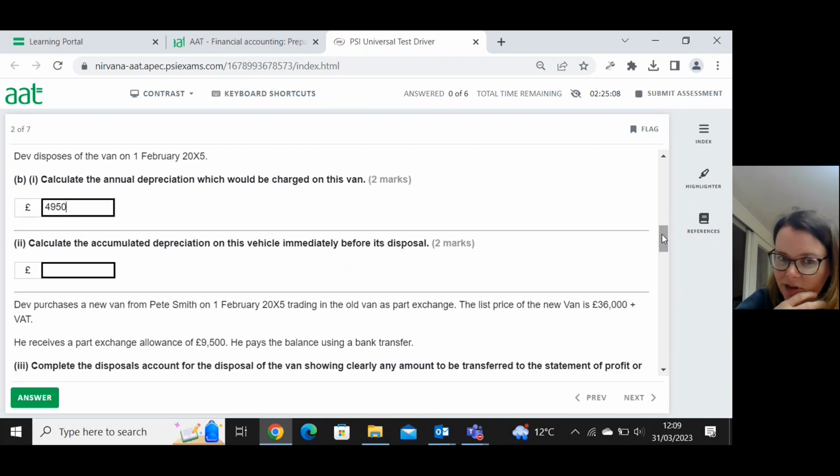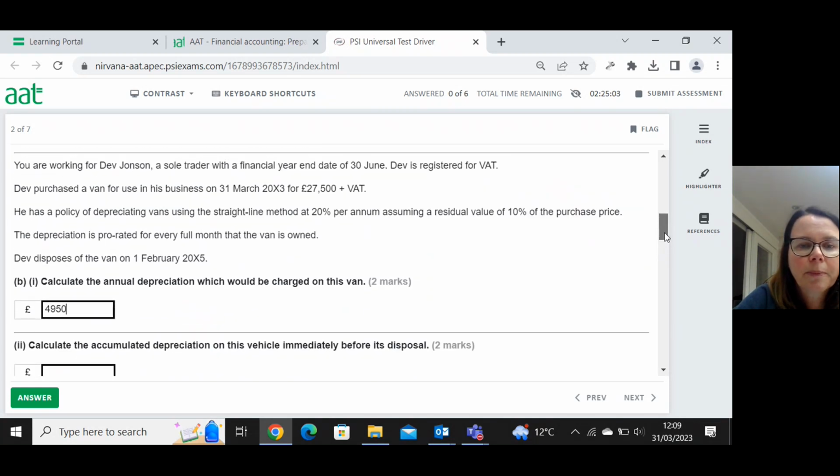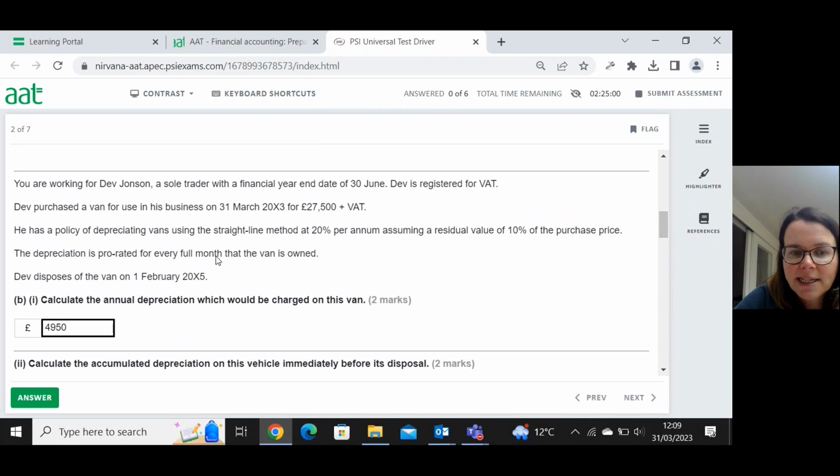Calculate the accumulated depreciation on this vehicle immediately before its disposal. Right, so I know I'm interested in the number of months that I've held the asset because I'm depreciating each month. So I need to figure out how long I've actually had the asset altogether. So I got it right at the end of March, so we can ignore March and just count from April X3 onwards. So we've had it from April X3, so right through to the following April X4 would be 12 months.